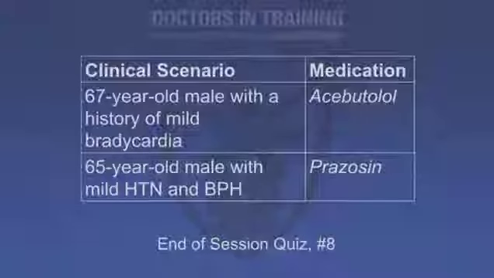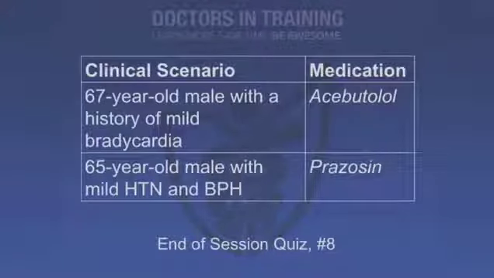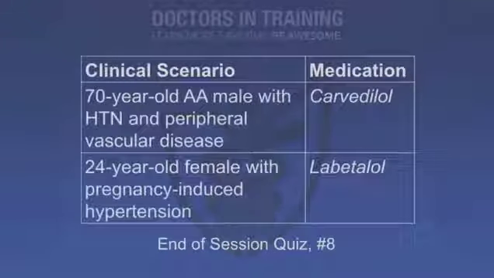The first scenario, 67-year-old male with hypertension and a history of mild bradycardia. This would be acebutolol. Remember, it's a beta blocker with partial beta agonist activity. A 65-year-old male with mild hypertension and BPH. This would be Prazosin, one of those alpha blockers, as we said. A 70-year-old African-American man with hypertension and peripheral vascular disease. You might reach for Carvedilol. In addition to being a beta blocker, it's an alpha blocker, so you have no peripheral vasoconstriction.